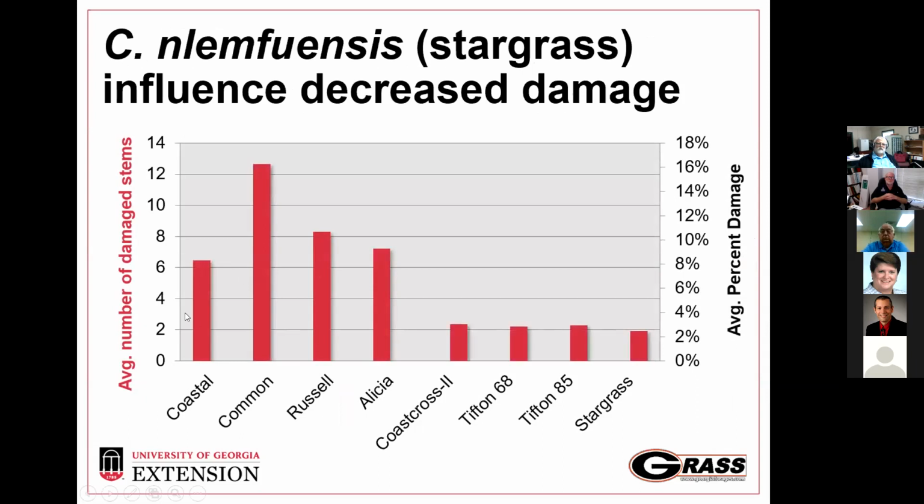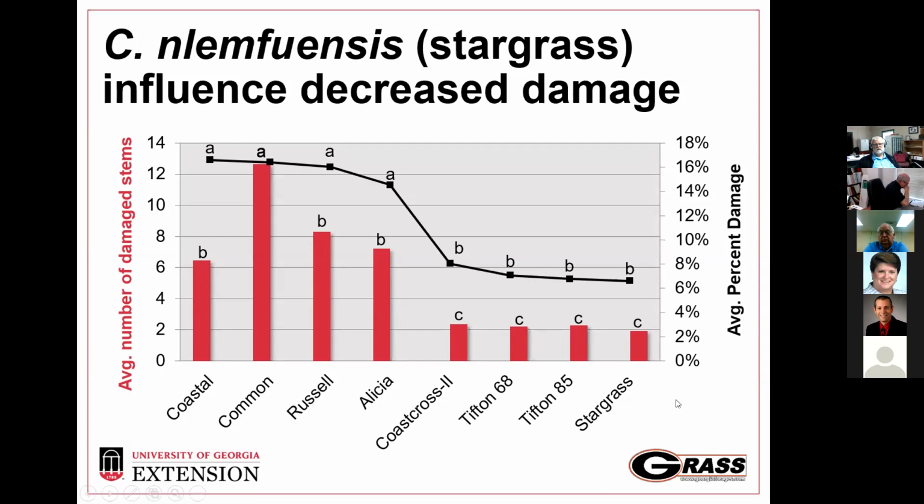And so looking at just the number of stems that were infected, the fine stem materials were much more susceptible than those that had some level of stargrass influence in them. So declining susceptibility as that increases. Cynodon nlemfuensis is actually a different species, but it can be manipulated and crossed with Cynodon dactylon, which is the normal Bermudagrass.